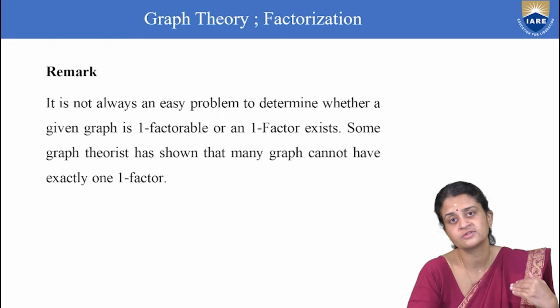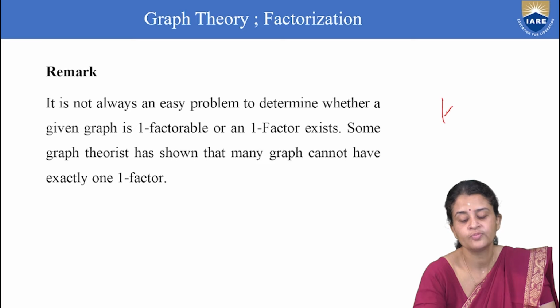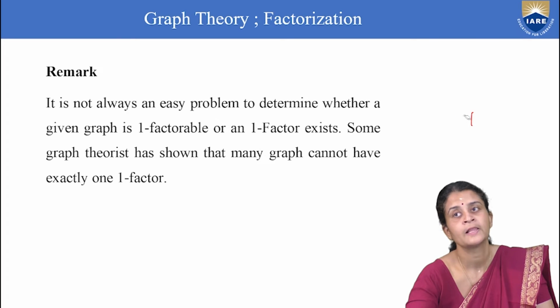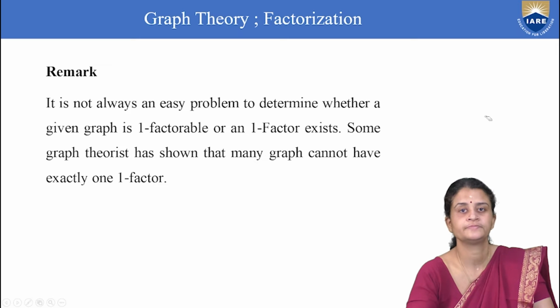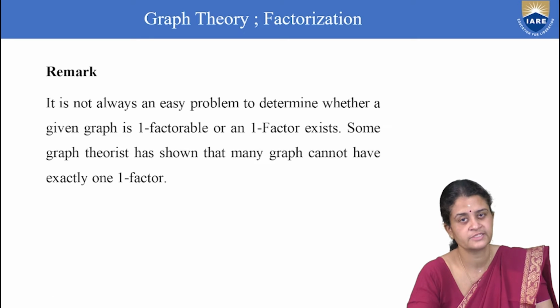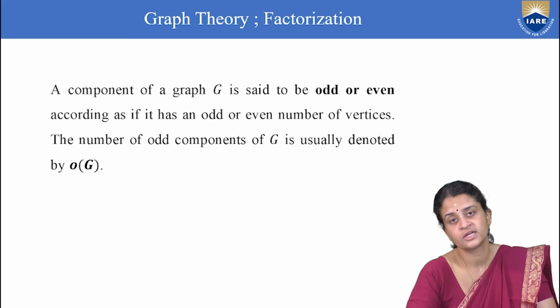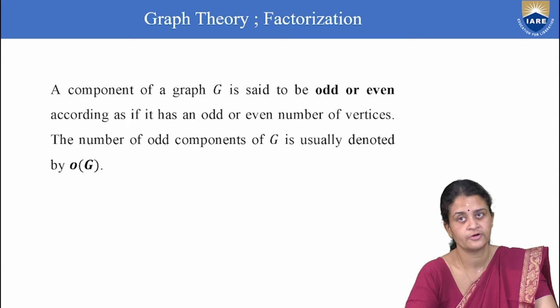And what type of graphs may have this one factor? We have seen that K2P has one factor. K2P is unfactorable, or it has a non-factor. Now we'll see some cases. Before going to that, first we'll see what is an odd component and even component of a graph.